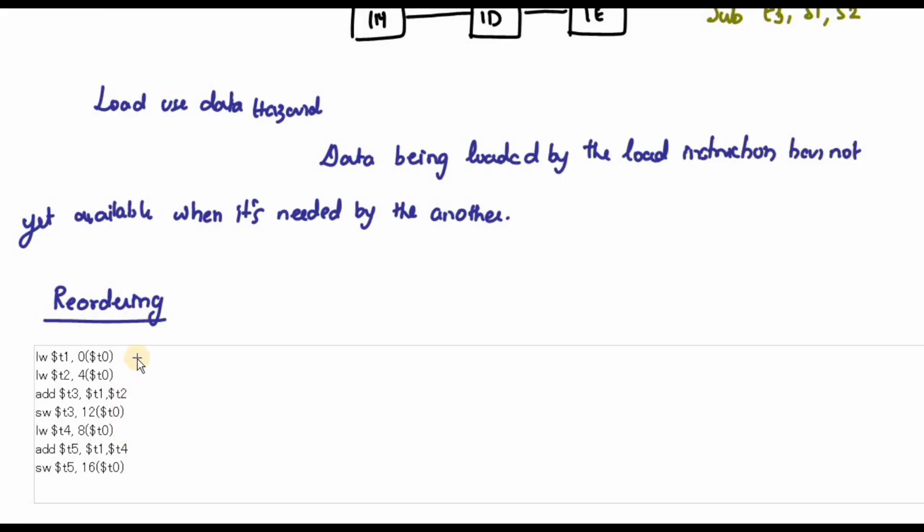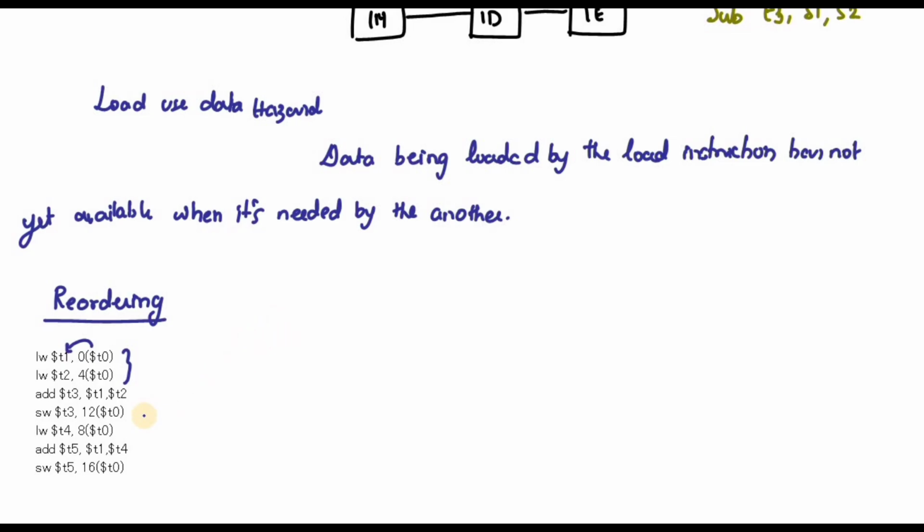Another method to avoid this data hazard is with the help of rearranging. You can see this is a load word. Here the T0 data gets stored inside T1, and in the next instruction, this value gets stored in T2. Generally these two instructions will take more time compared to the add T1, T2. So before writing the data into T1 and T2, add will try to read the data of T1 and T2. So this will lead to a data hazard.